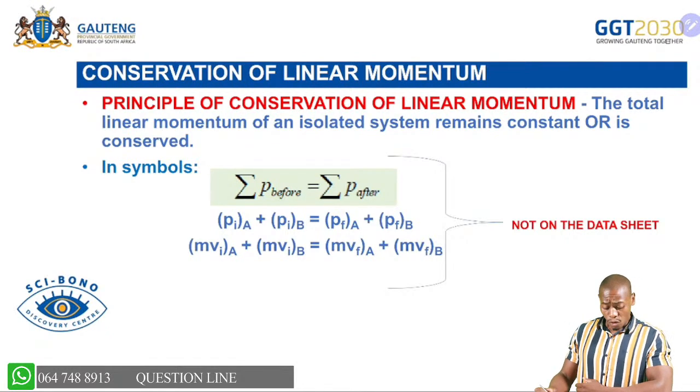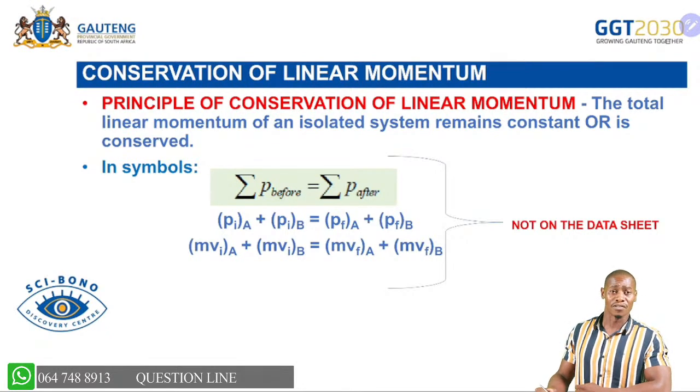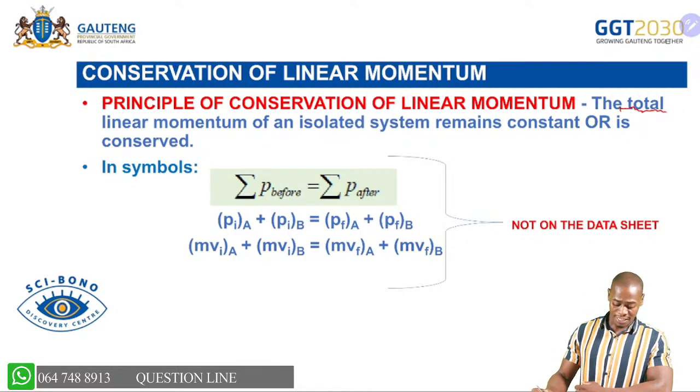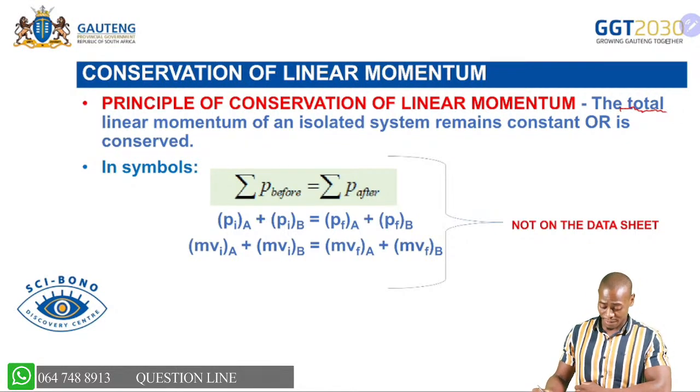So when it comes to the principle of conservation of linear momentum, this is how we have to state it: the total linear momentum of an isolated system remains constant or it is conserved. So learners, if the word total is not there, you should know that we are not going to get any marks. So for this principle, it is either 0 or 2 marks.